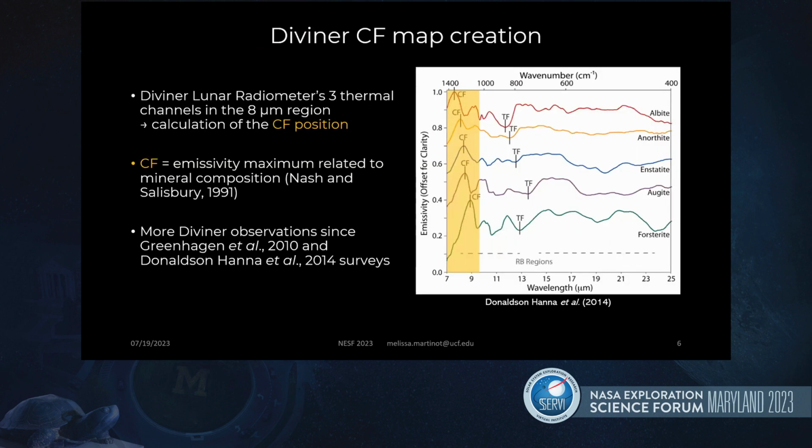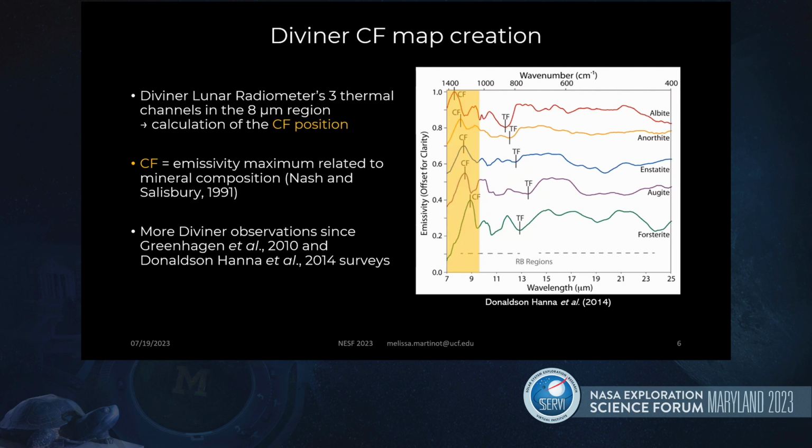After doing this, we move on to the Diviner instrument data. Diviner is a radiometer on board the Lunar Reconnaissance Orbiter. The specific data that we're interested in from the Diviner instrument is the CF position that is calculated using the three thermal channels in the 8 micron region, because this CF, or Christiansen feature, which is shown here in all of those spectra, is related to the mineral composition.